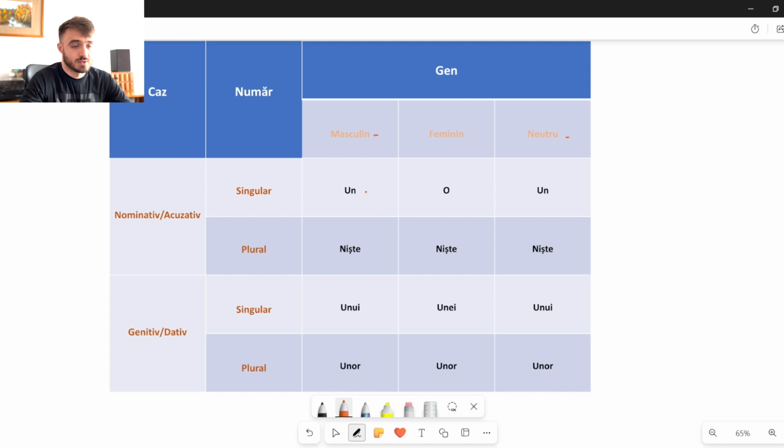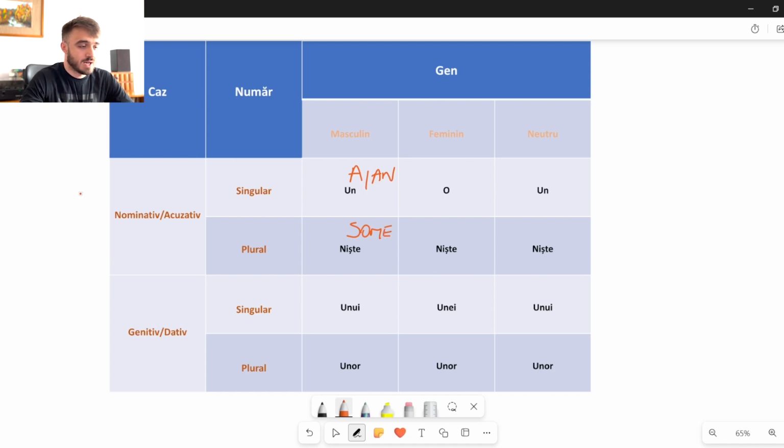Masculine, neuter in singular are the same. In general, feminine and neuter plural are the same, but in this situation you can see that all the plurals are the same. So it cannot get easier than this. You see this correlation between masculine and neuter in both nominative accusative with un, also in genitive dative with unui and unui. So it's really not a lot, as I said, to cover here. What you want to know is that un means the English a or an, o as well, un as well. And then niște is some.